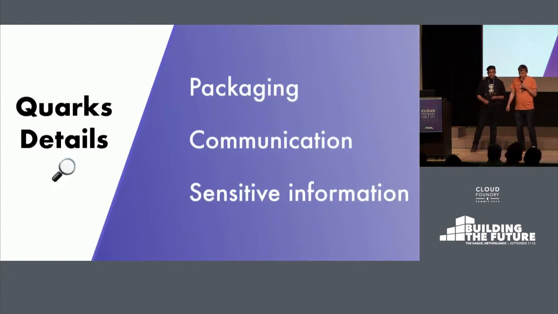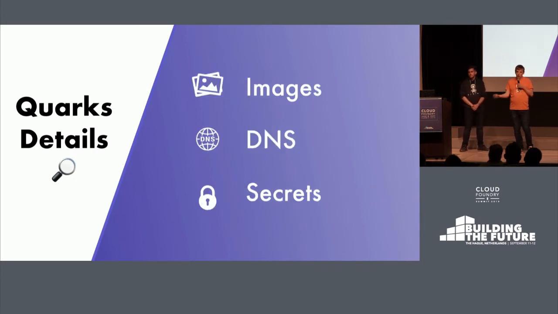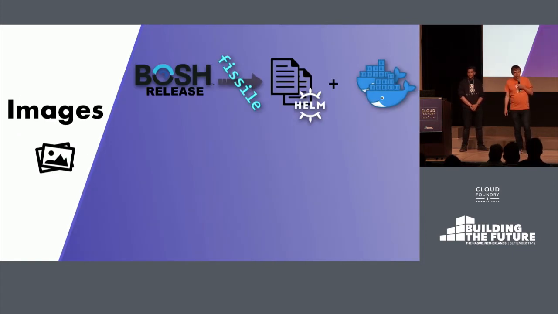Yeah, so you probably know how packaging happens in Bosh world with Bosh releases, how communication happens with Bosh DNS, and how sensitive information is stored in CredHub. You don't have anything of it in Kubernetes world. So what you have instead is Docker images, kubedns, and Kubernetes secrets. So let's first talk about images.